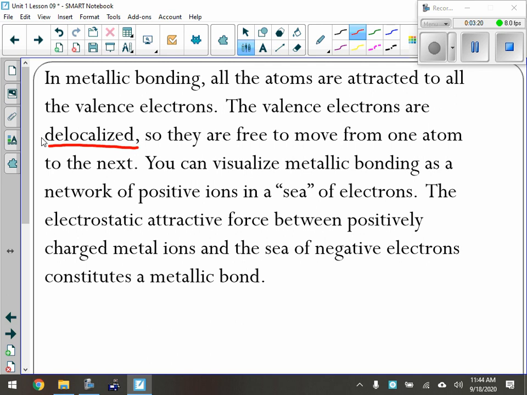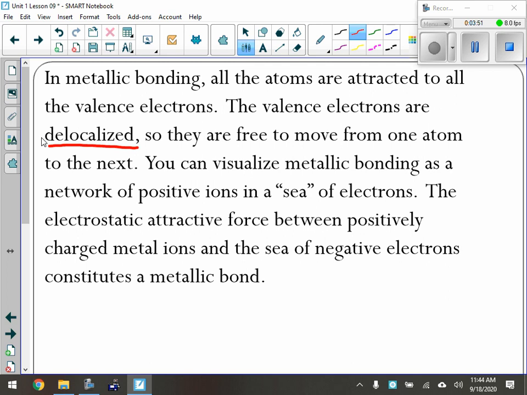So they are delocalized. If you're delocalized, this means you don't live here anymore. You're living somewhere else. You're not there. So the delocalized electrons are just kind of set free. They don't necessarily belong to this atom anymore. They're free to move around, and they're free to move from one atom to the next. So not only are they set free, but they're free to move around this structure, this whole bunch of atoms here.